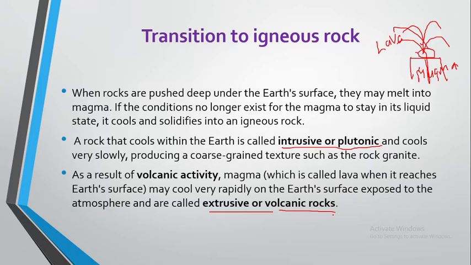Why? Because the temperature and pressure conditions inside the earth and outside the earth are different. Inside the earth the temperature and pressure is very high, but outside, on the surface of the earth, the temperature and pressure is very low. That is the main reason for this rapid cooling. So this may very rapidly cool on the earth's surface, exposed to the atmosphere, and is called extrusive or volcanic rock. When the lava is surface exposed and the temperature and pressure conditions change, it will rapidly cool, and this forms extrusive igneous rock.